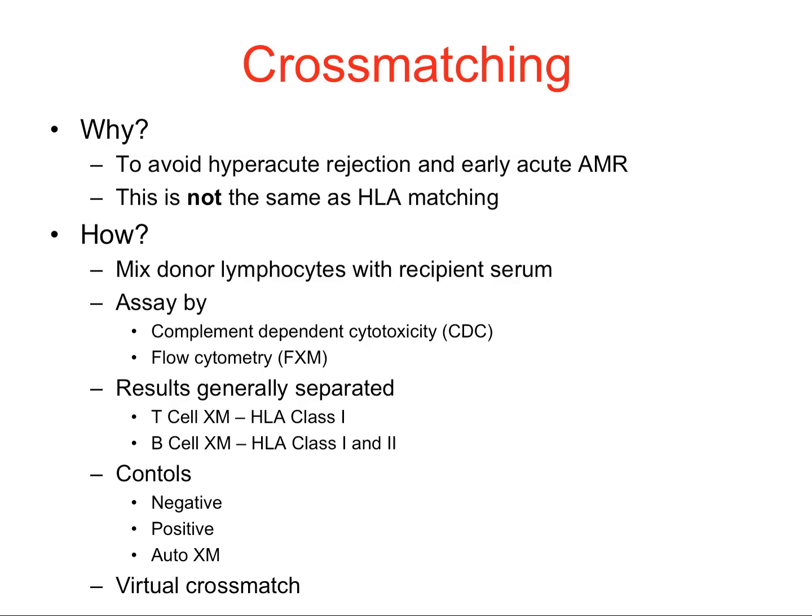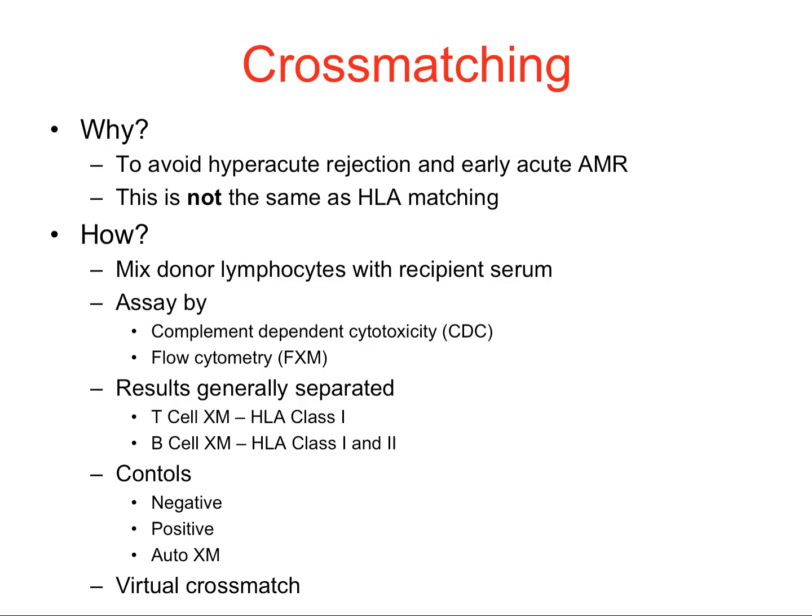So how do we do the crossmatch? Well, we mix the donor lymphocytes with recipient serum, and then we perform the assay in one of two ways, either by CDC or by flow cytometry. And we generally separate the results into class 1 T cells and B cells. You'll recall that T cells only express HLA class 1, and B cells express class 1 and class 2.